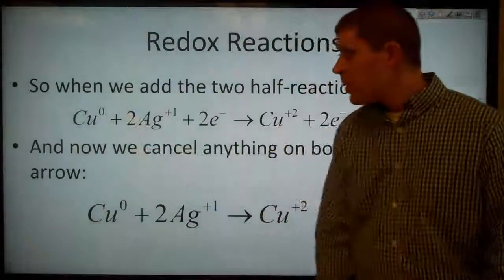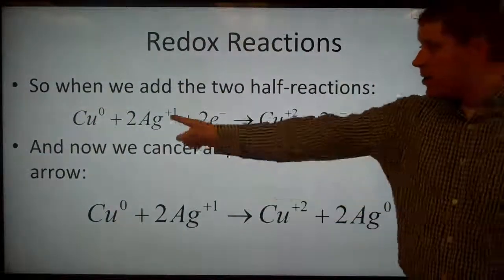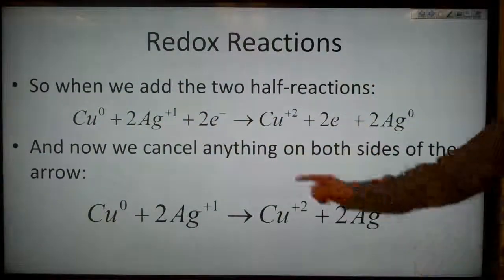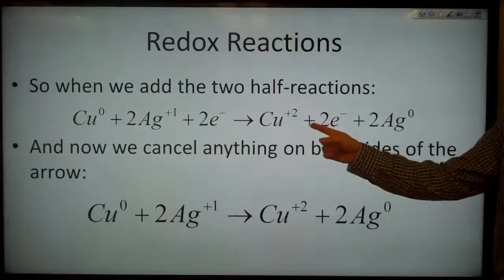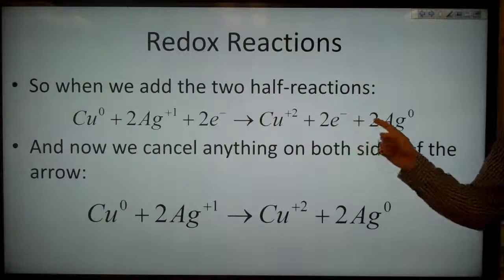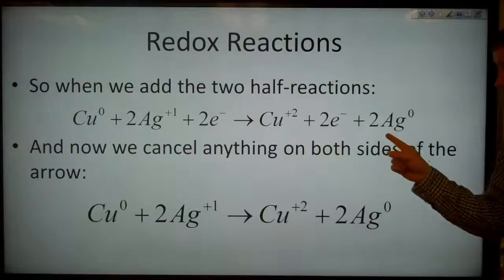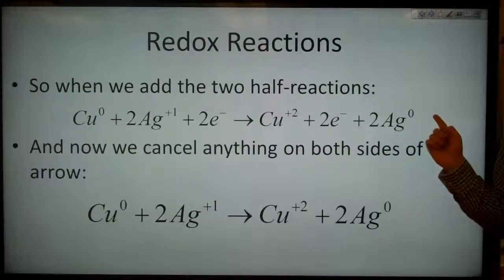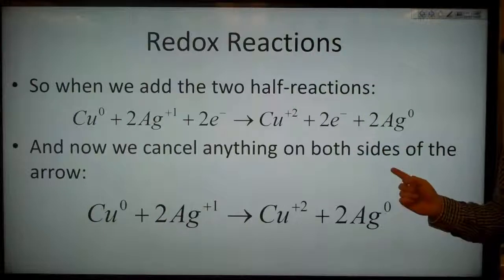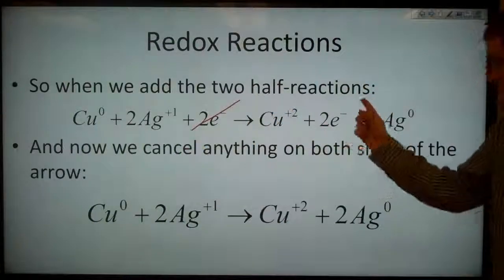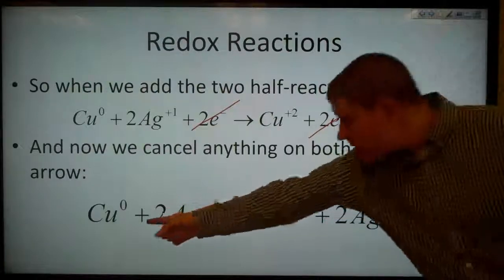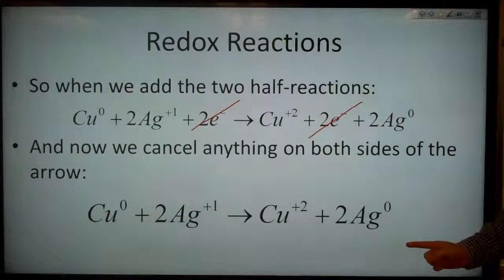So we have copper 0 plus 2 silver 1 plus, plus 2 electrons, yields copper 2 plus, plus 2 electrons, plus 2 silver 0. And now we can cancel anything on both sides of the arrow. So we have 2 electrons here and 2 electrons there. So now we're left with this reaction.